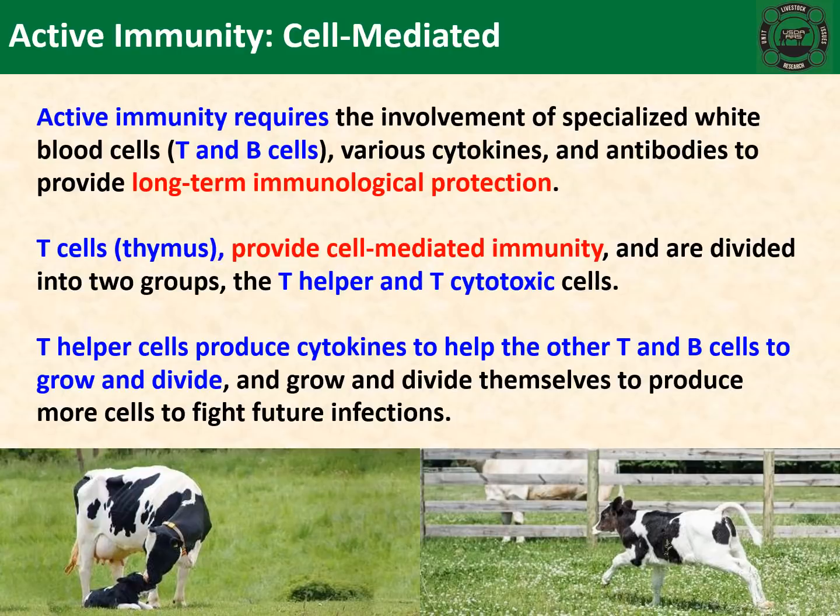T cells, which originate in the thymus, provide what is referred to as cell-mediated immunity and are classified as either T helper or T cytotoxic cells. As their name implies, T helper cells help T and B cells grow and divide to produce more cells to fight future infections.